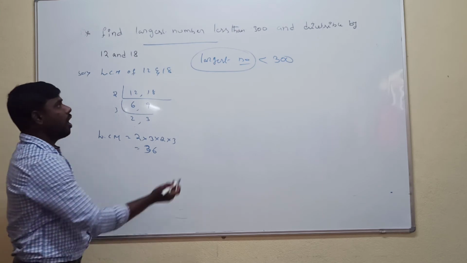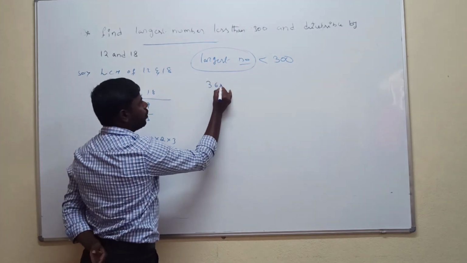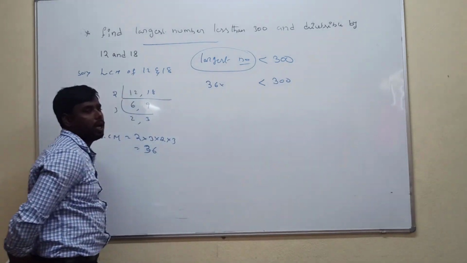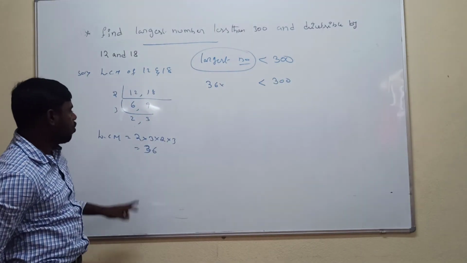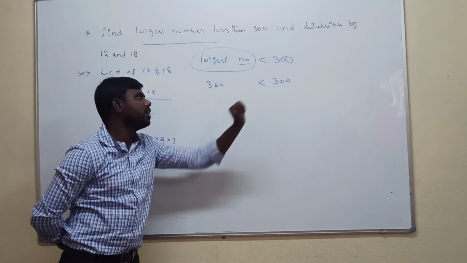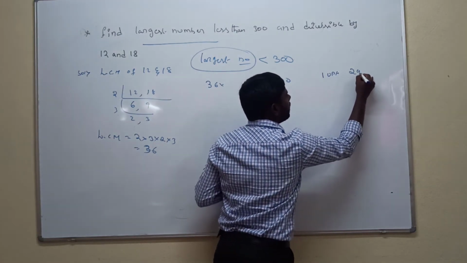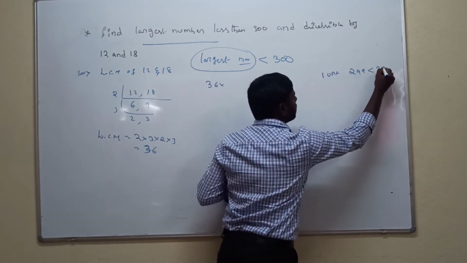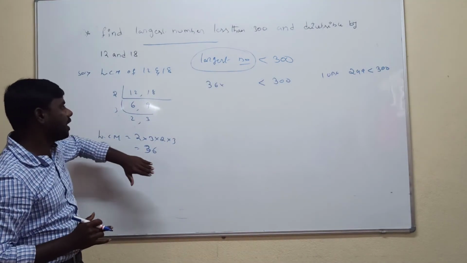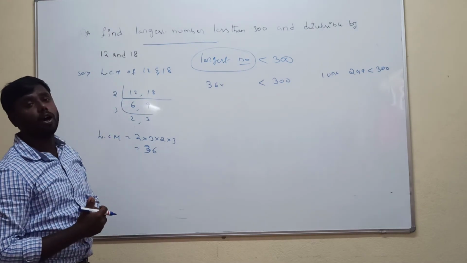Okay? Now, how do we calculate the largest number? The LCM value multiplied by some number gives a product less than 300. Less than 300 means 1 up to 299. But what LCM value are we getting? 36. 36 is divisible by each of the given numbers, but we have to calculate the largest number.